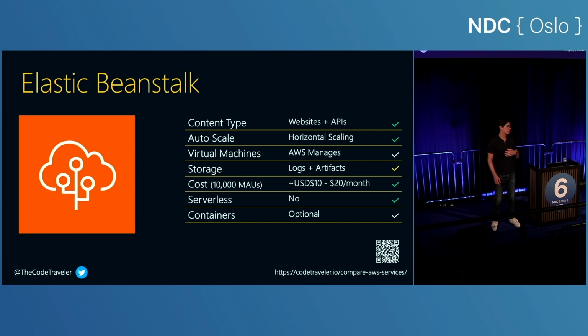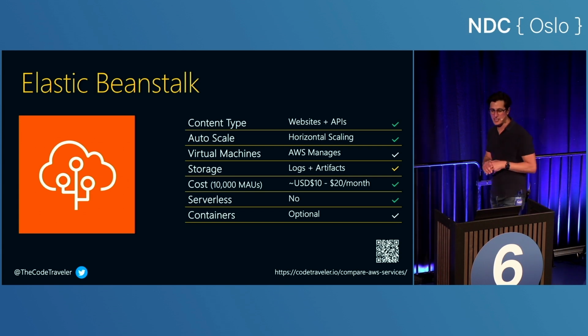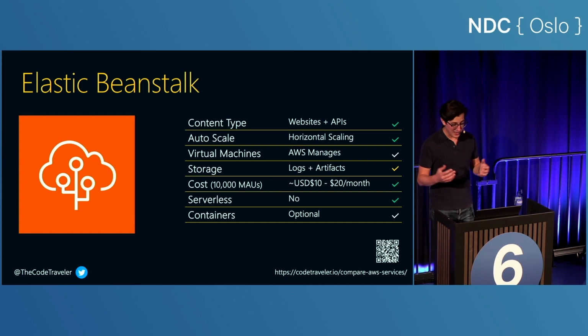You don't have to worry about keeping up to date. You don't have to worry about the networking, the routing, any of that stuff. And you can essentially just focus on your code. And like I mentioned earlier, it is elastic, meaning it's going to scale horizontally for us. It comes with a little bit of storage for our logs and our artifacts. And again, if you want to containerize your app, you can absolutely do that with Elastic Beanstalk. And in fact, I recommend that.